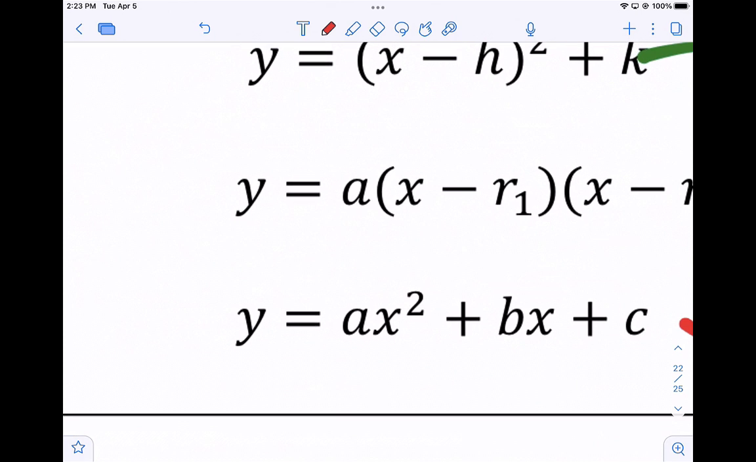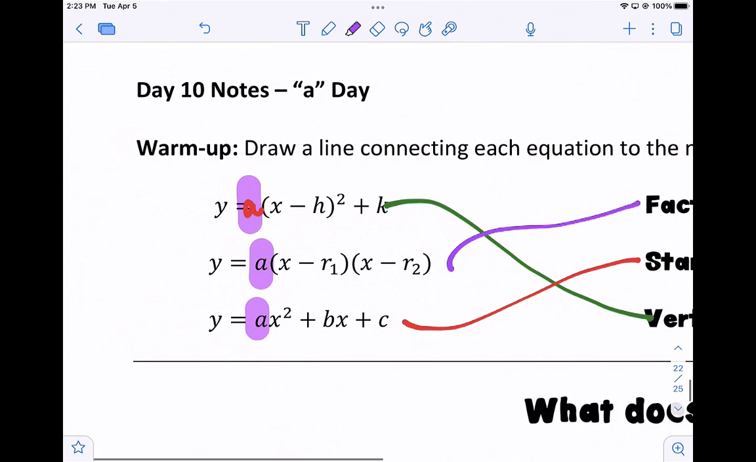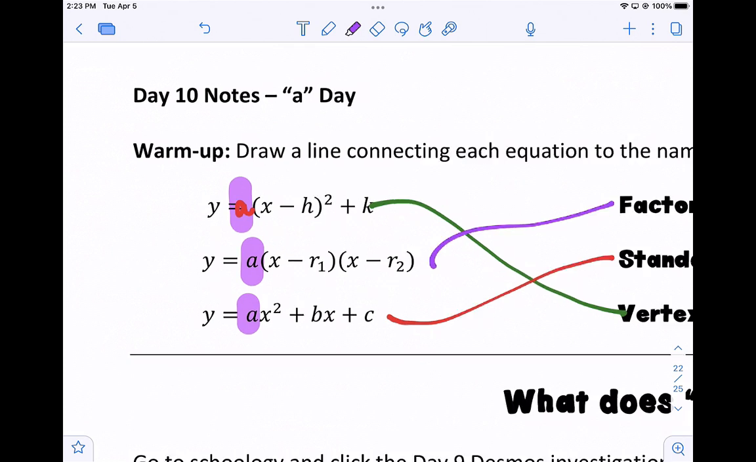So if you notice, all of these have this a value. And I forgot to write it in right here. There should be an a value right here as well. And today we're going to look at what happens when that a value changes. What happens when it's positive and negative. What happens when it's bigger than 1 and less than 1 and equal to 1.